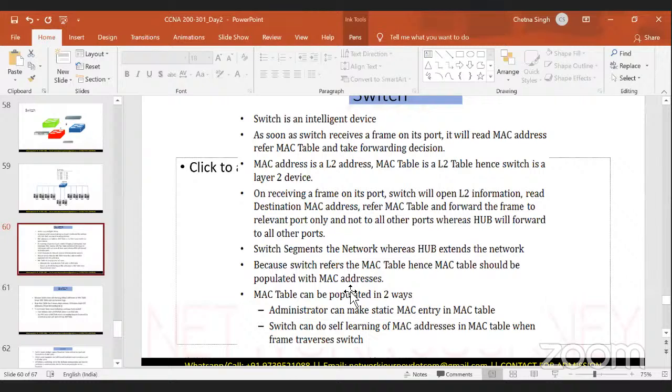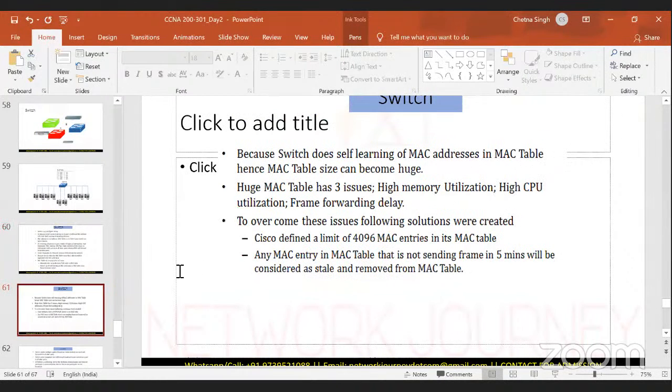It takes the forwarding decision on the basis of the MAC table. The MAC table needs to be populated either in the administrator way, the static way, or the switch will learn on its own when the frame traverses the switch. The next point is, because the switch is doing the self-learning, we have to know how much capacity it has.